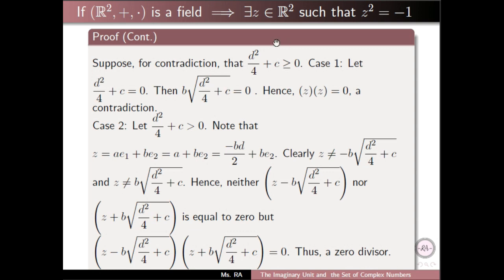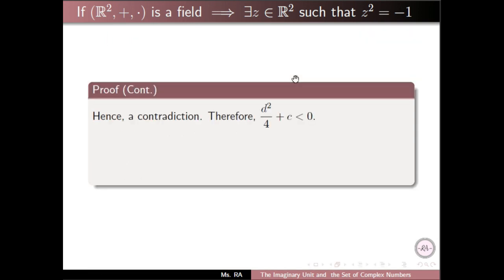Now, since we both have a contradiction, that means for both cases we have a contradiction. That means this initial assumption that d squared over 4 plus c is greater than or equal to 0 is false. So its negation is true. So we can say that d squared over 4 plus c is less than 0.